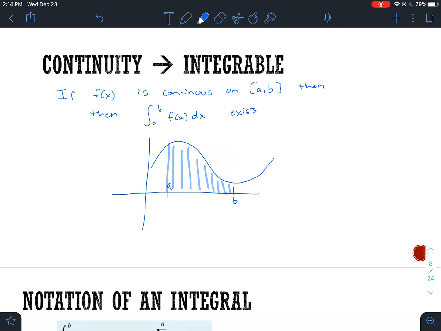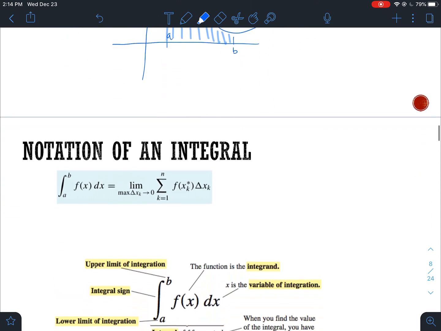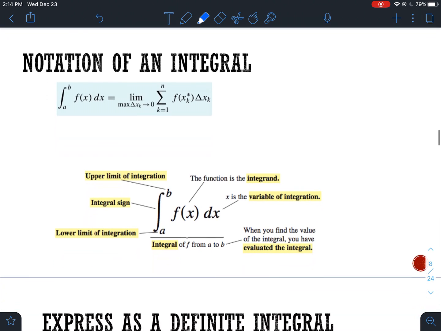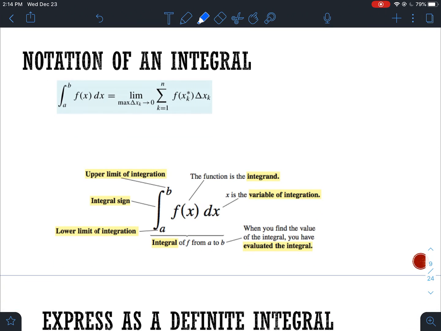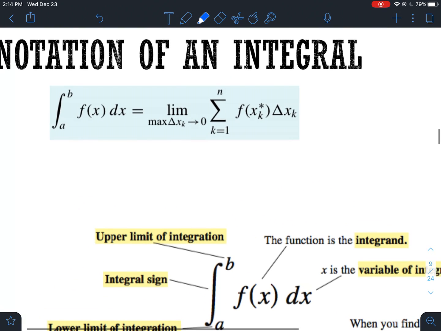If there are holes, jumps, or asymptotes, that doesn't necessarily mean you can't find the area. And in a lot of cases, you still can. But all this is saying is that if a function is continuous between 2 points, then you can find the area of that function between the 2 points, or the area between the curve of that function and the x-axis.